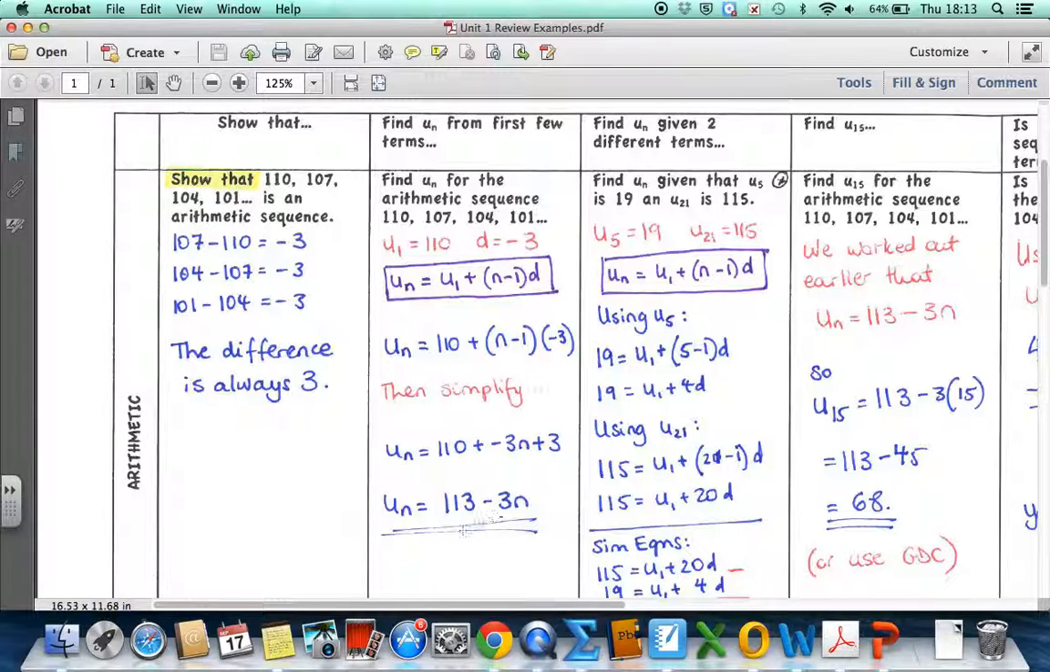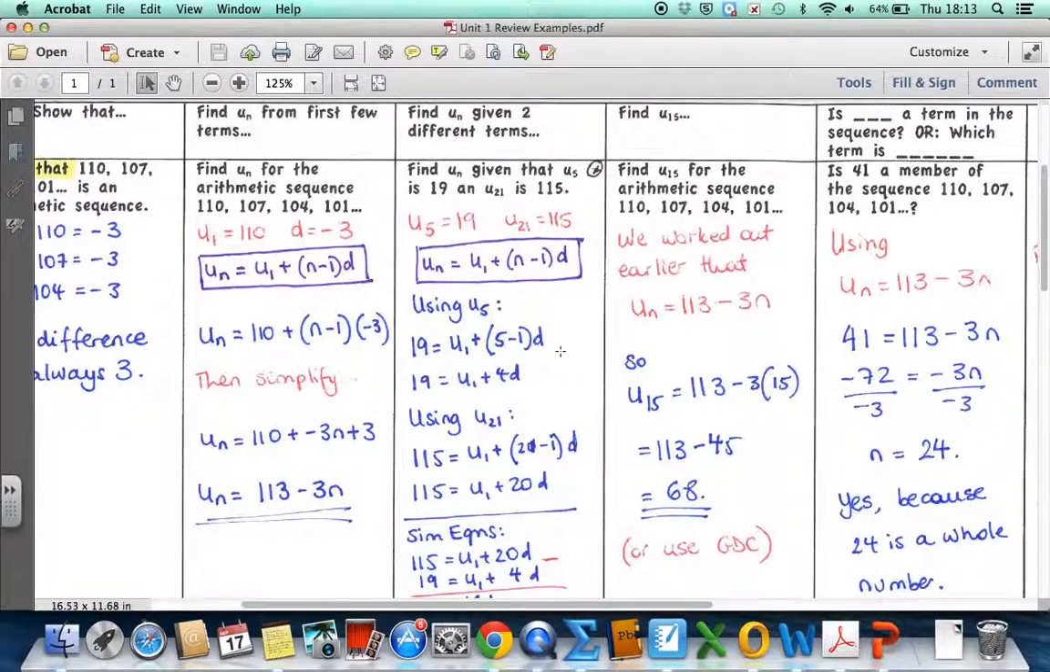Don't forget to simplify, all right? You need to make sure you give the simplified answer. And also, make sure there's brackets here. Without the brackets, this would be n minus 1 subtract 3. With the brackets, it means n minus 1 times negative 3. And they're two different things.